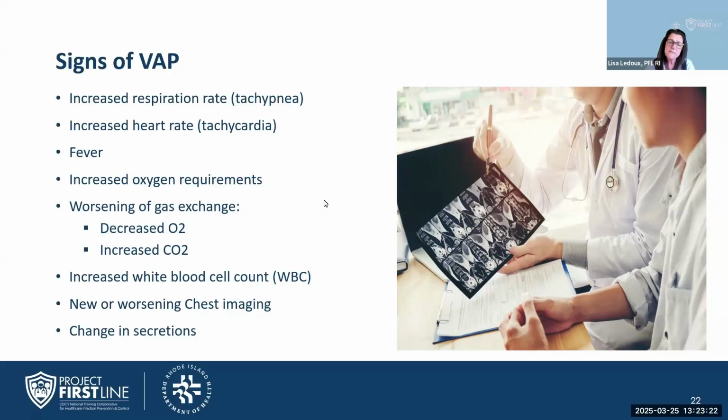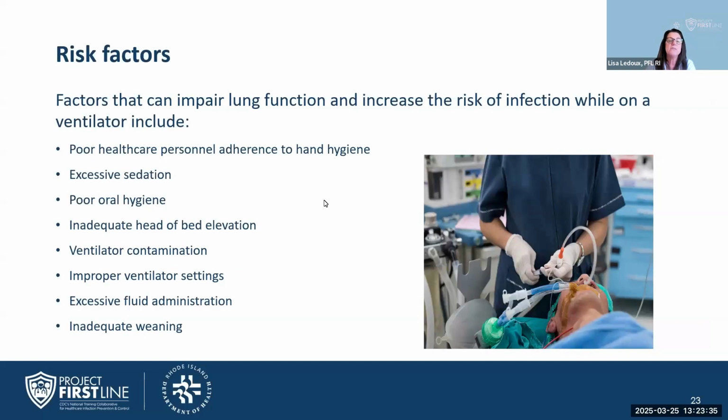And to note, these symptoms often prompt further testing to confirm the diagnosis and determine the causative organism, guiding appropriate treatment. Risk factors that can impair lung function and increase the risk of infection for patients on a mechanical ventilator include some of the following. Healthcare personnel not properly performing hand hygiene. There could be excessive sedation, poor oral hygiene, which can lead to the growth of bacteria in the mouth, which can be aspirated into the lungs.